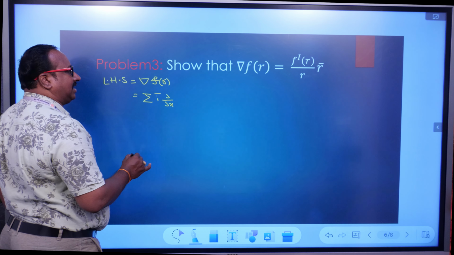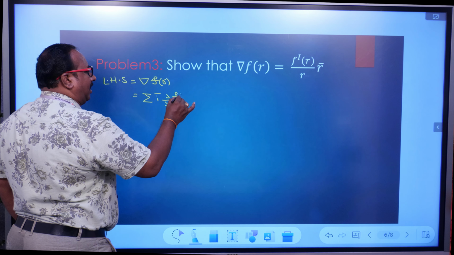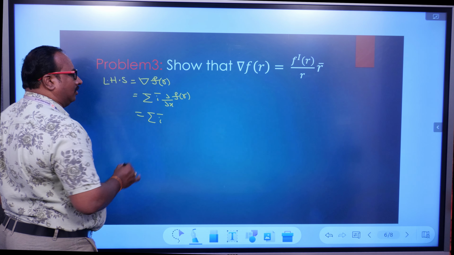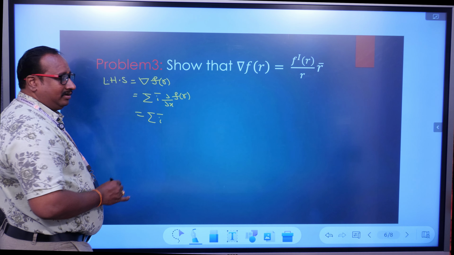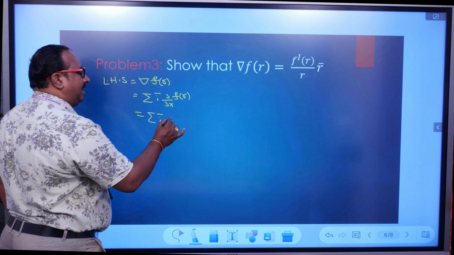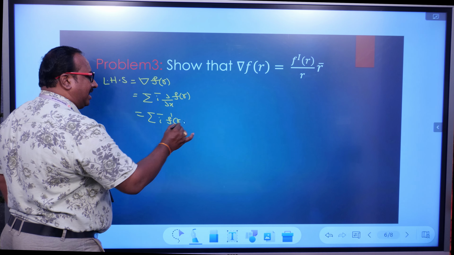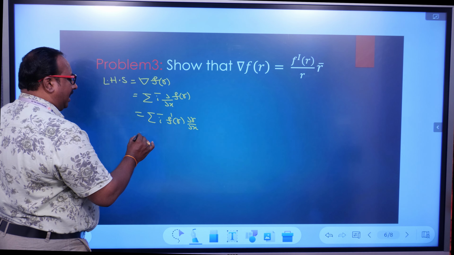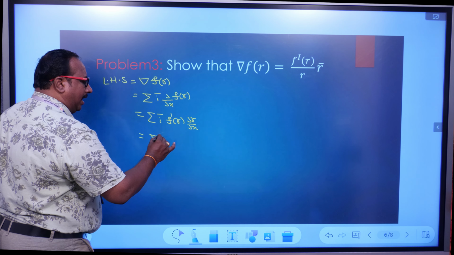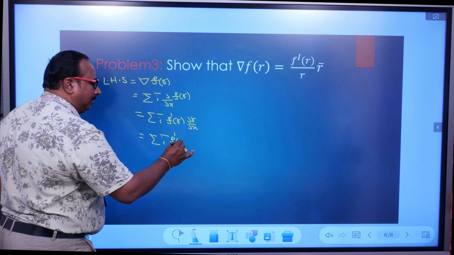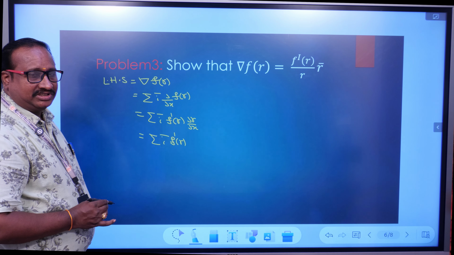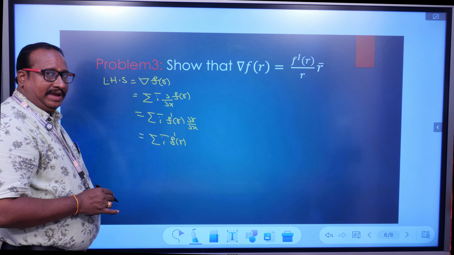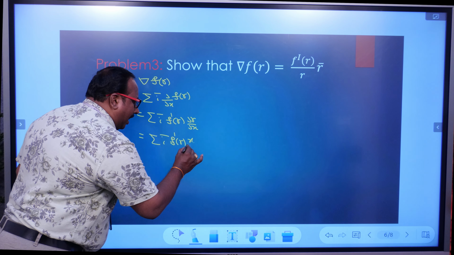So ∂/∂x of what is phi here? f of r, right? So then sigma i bar into ∂/∂x of f(r), derivative of f(r), f'(r) into inner derivative ∂r/∂x. Okay, then sigma i bar f'(r) into what is ∂r/∂x? Already we explained ∂r/∂x in the previous problem. ∂r/∂x is nothing but x by r.